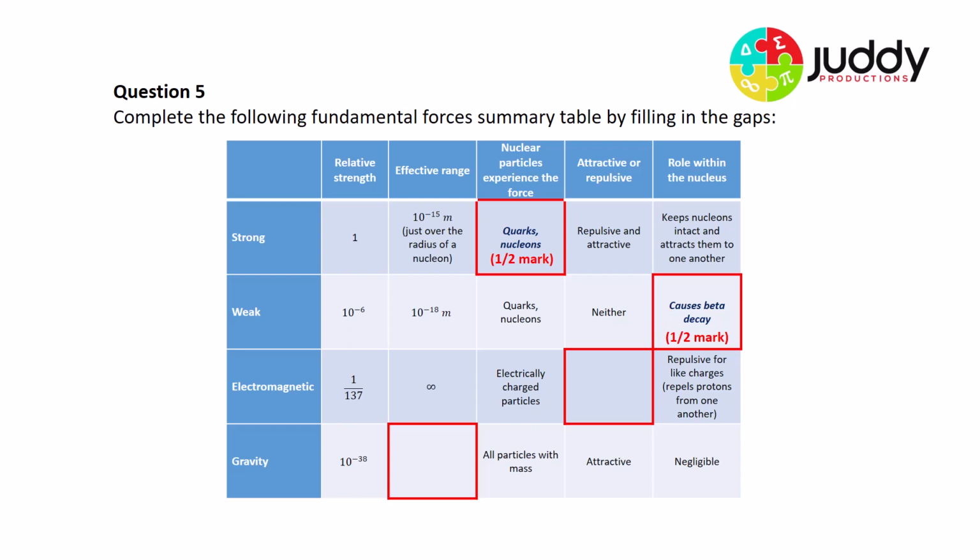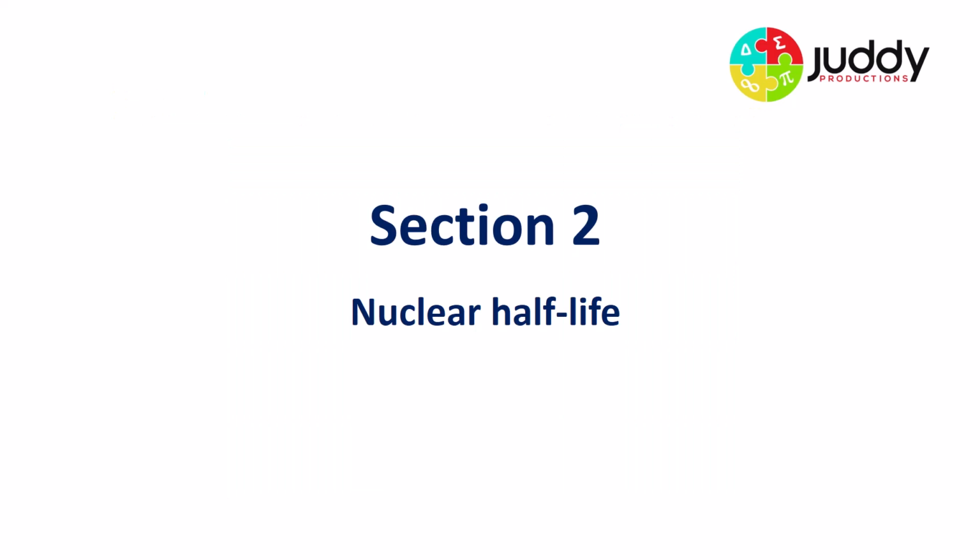Effectively, it allows neutrons to convert to protons and protons to convert to neutrons via the changing of up and down quarks. In terms of attractive or repulsive forces for electromagnetic, both exist. Electromagnetic forces can generate repulsive and attractive forces. And finally, the effective range of gravity, well, it's infinite. Half marks for each of these 4 responses, a total of 2 marks. Section number 2 looks at nuclear half-life.